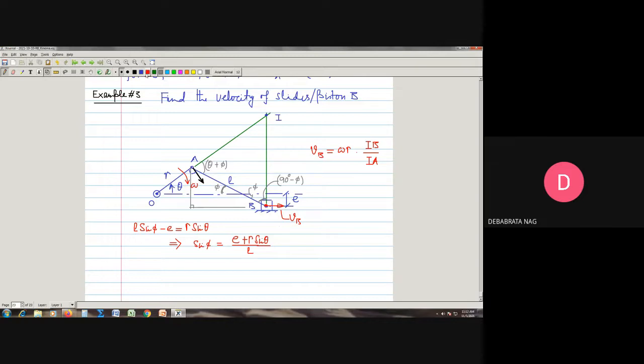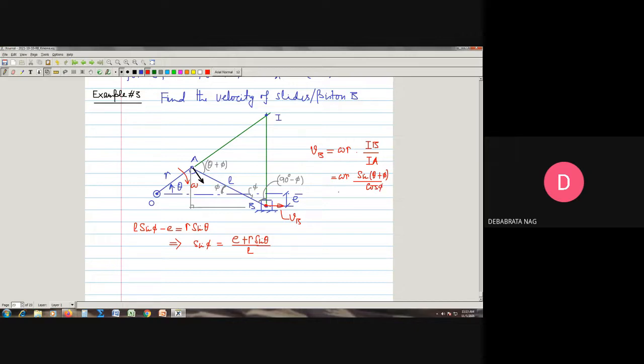Going back to this relationship, since VB equals omega R into IB by IA, I can write this as omega R into sine of theta plus phi divided by sine of 90 degrees minus phi, which means it will be equal to cos phi.